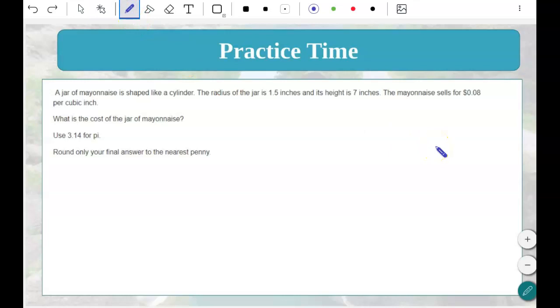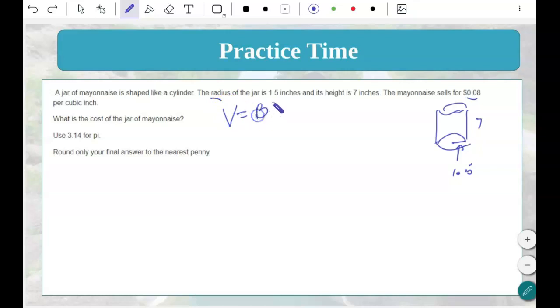Now remember, it's a good idea to draw it out. It doesn't have to be perfect because you know mine aren't for sure. The mayonnaise jar is a cylinder. It says that the height is 7 inches and it does give us the radius, that's 1.5. Now we're not going to use this information until the end. We've got to find the volume first. The volume is going to be the amount of mayonnaise in the jar in cubic inches.